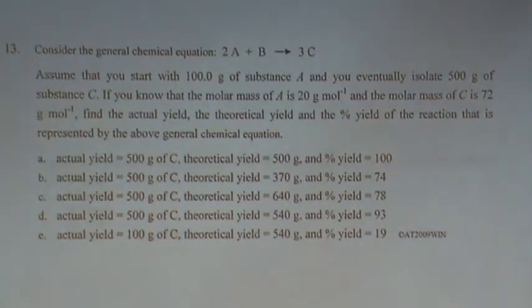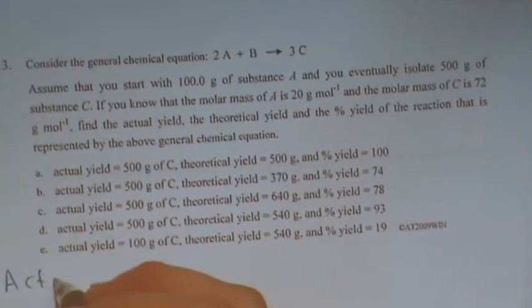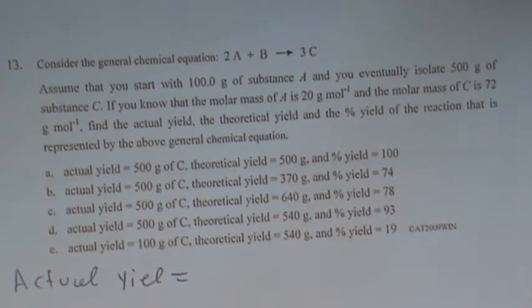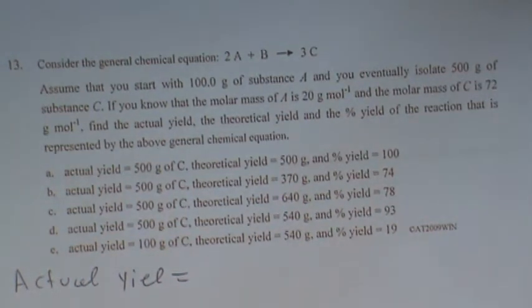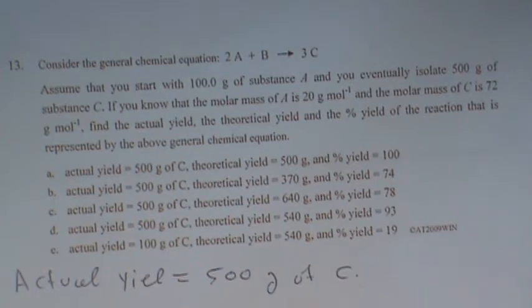So, what is the actual yield according to the definition in this problem? Do we know the actual yield, experimental? How much is it? Actual yield is equal to what? Yes, 500 grams of C. That's what the actual yield is. The problem says so.